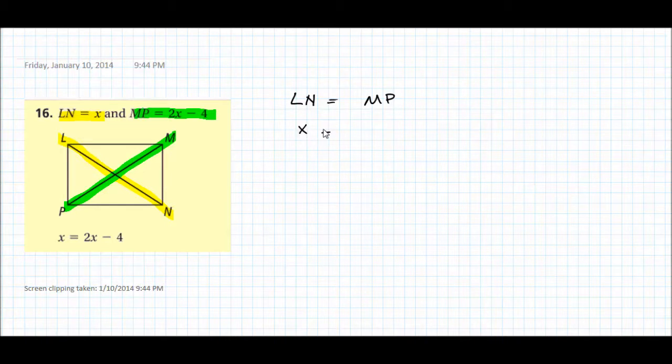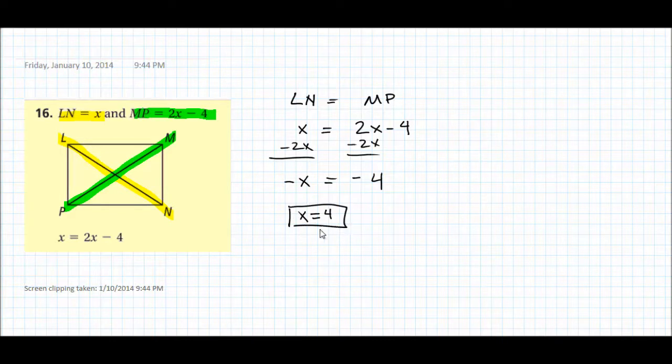LN is x, MP is 2x minus 4. Alright, subtract 2x from each side. You're going to get negative x equals negative 4. Divide each side or multiply each side by negative 1, it doesn't matter. Just flip the signs. So x equals 4. And the length of LN, which is equal to MP, is also equal to 4. Because all we have to do to solve for the length is remember LN is x, so we already solved for it. So number 16, the answer is 4.